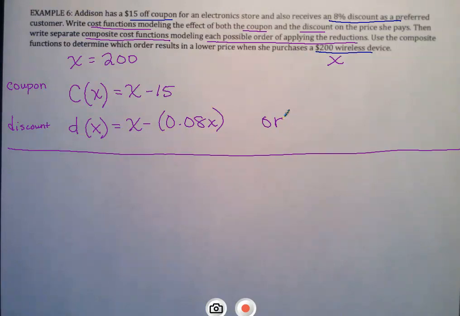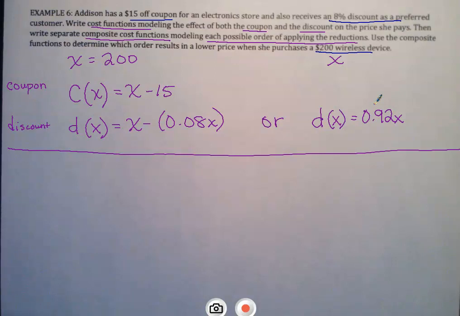92% of it. So we could also say that d of x is equal to 0.92x, 92% of its original cost. So it's less complicated, but you also have to change your thinking. I totally understand this and this is correct. I'm just saying, if you want a little bit simpler version, you can say, okay, if 8% is what I'm going to subtract, I'm going to keep the 92%. So I could just do 0.92 times the cost of the item.